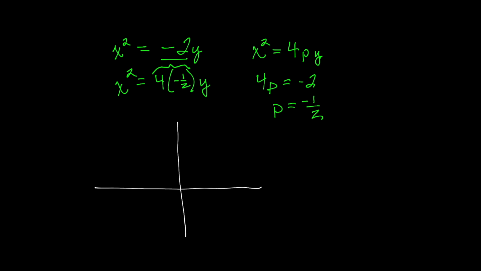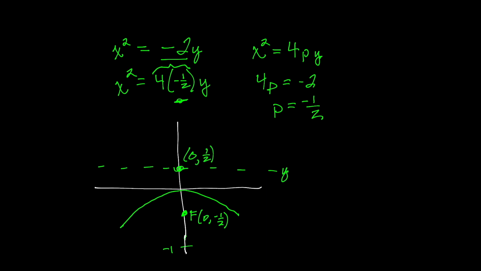So what this tells me is my focus, let's switch colors here, is going to be underneath the parabola, say right here. And it's going to be 1/2 unit down. So if this was a -1 down here, let me make this a little bit longer. I can do that. And this would be 0 down 1/2, because that's where my focus occurs. The other thing I would have is a directrix a little bit above it. So this point here on the directrix would be 0 positive 1/2, and that would tell me that my directrix has the equation y equals 1/2.